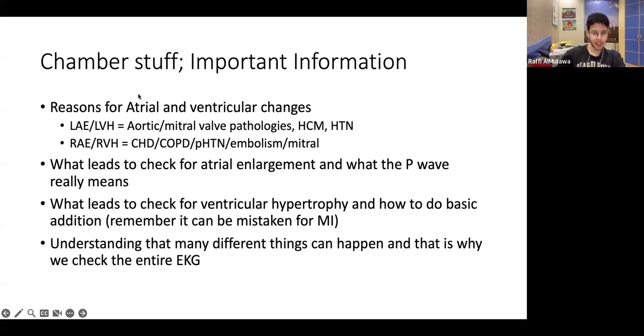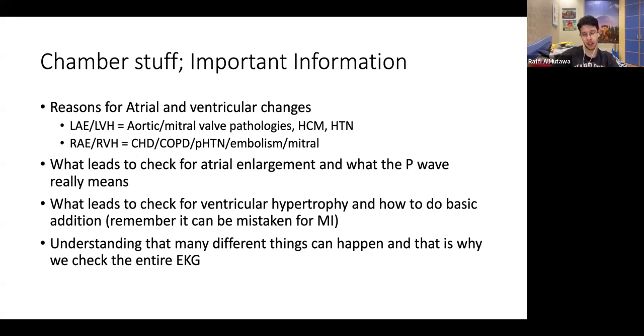Now the left side of the heart, the left atrium and left ventricle: the atrium enlarges, the ventricle undergoes hypertrophy, by the way. Nitpicky names, but bear with me for a moment. Usually it's related to cardiac causes, so things that have some relation to the heart. So aortic and mitral valve pathologies, hypertrophic cardiomyopathy, and hypertension can all cause left atrial enlargement and therefore left ventricular hypertrophy, and vice versa.